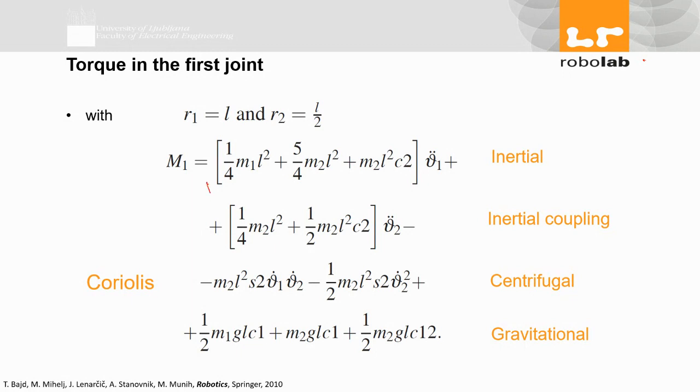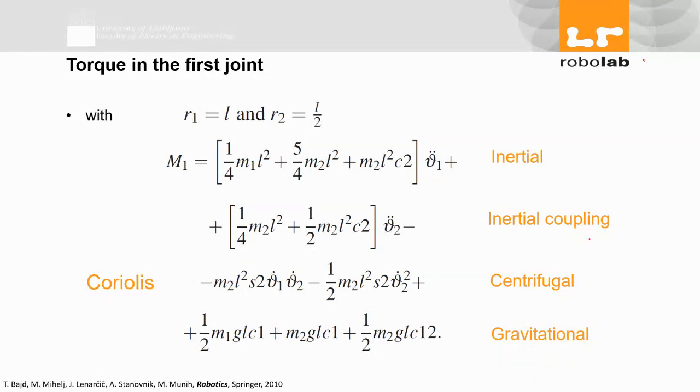So this is inertial. The heavier your robot arm, the heavier your load, the more this inertial will be. And the faster you want to drive it, the faster you want to move it, it will become more.